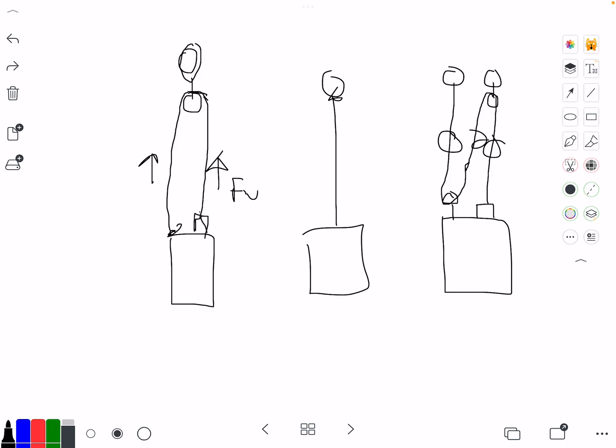Of course, pulleys are used in cranes. You have all kinds of different pulley systems that get more and more complicated than what we just went through. But these are the basic principles of how a pulley works.